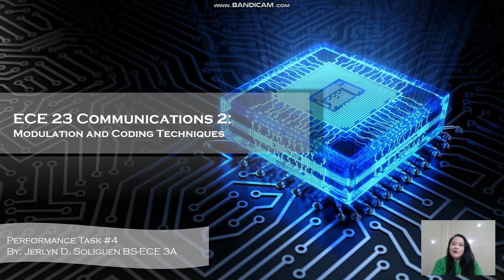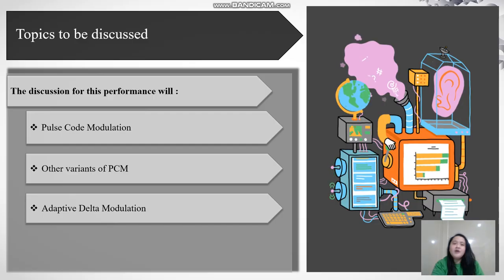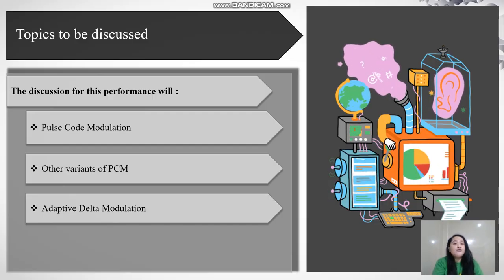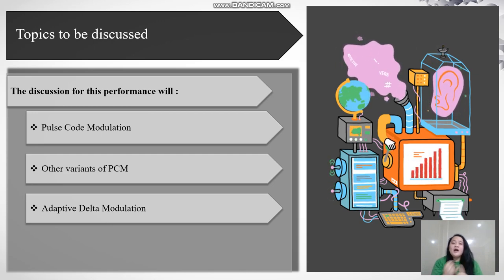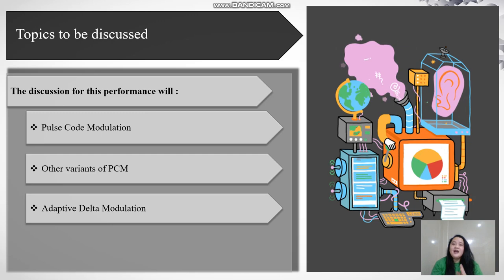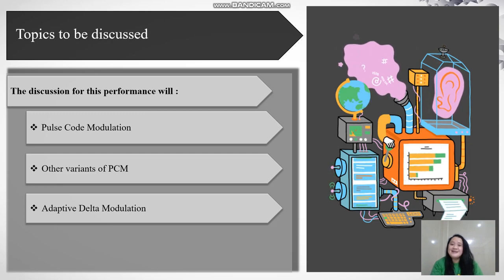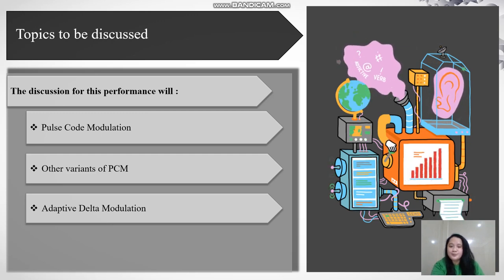So for today, I'm going to present to you my performance task number 4 in ECE 23 Communication 2. So what are the topics to be discussed? The topics to be discussed are pulse code modulation, other variants of PCM, and adaptive delta modulation.